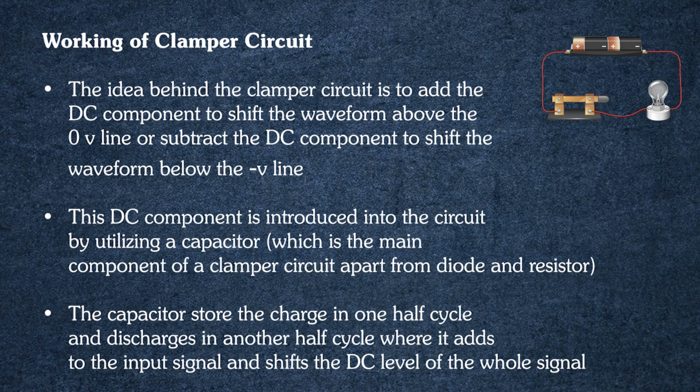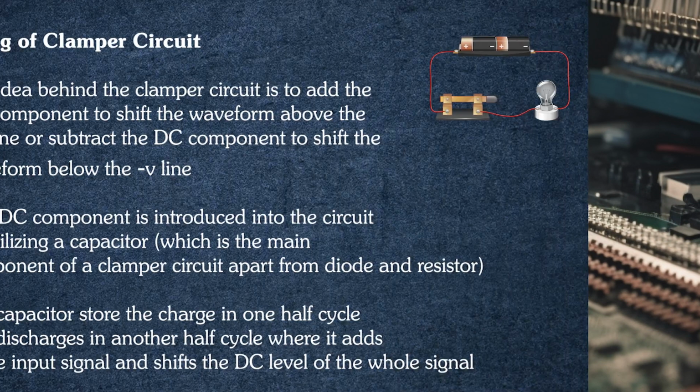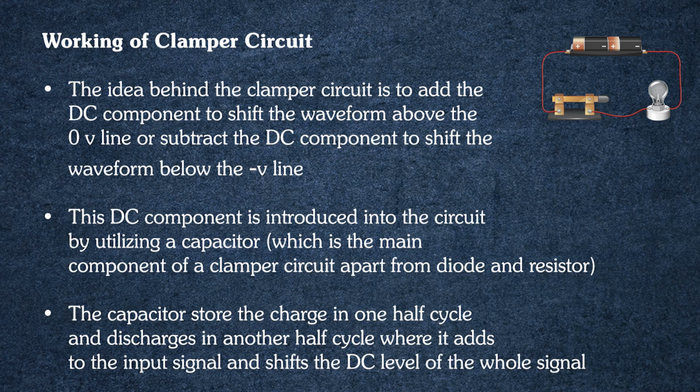The idea behind the clamper circuit is to add the DC component to shift the waveform above the 0 volt line, or subtract the DC component to shift the waveform below the reference line. So either we can shift the voltage above the maximum level or below the maximum level on the negative side. So we are adding or subtracting the DC level from the waveform. This DC component is introduced in the circuit by utilizing a capacitor, which is the main component of a clamper circuit apart from the diode and resistor.